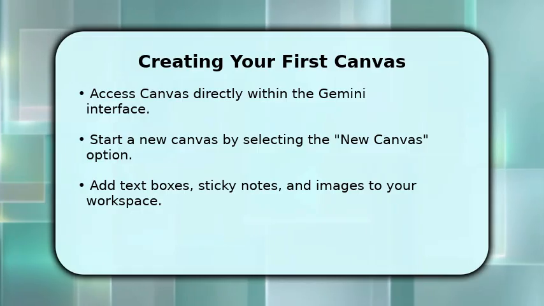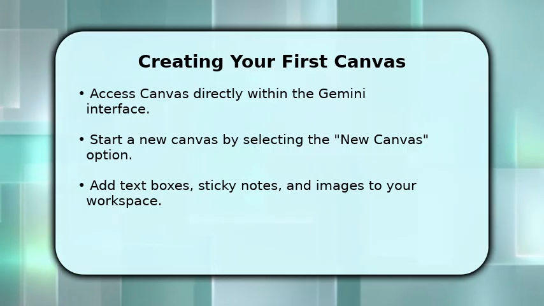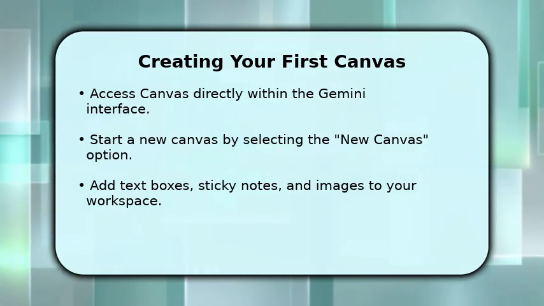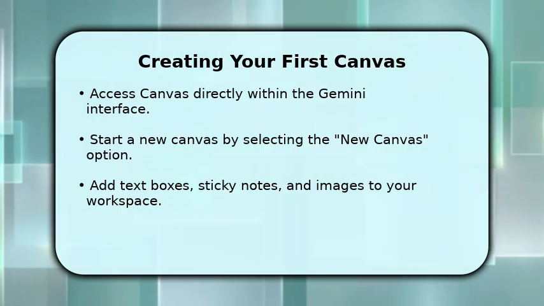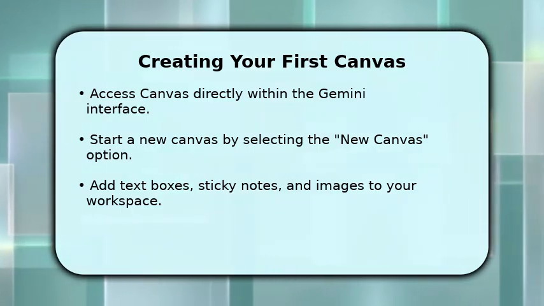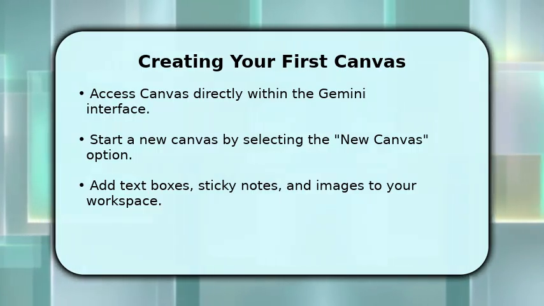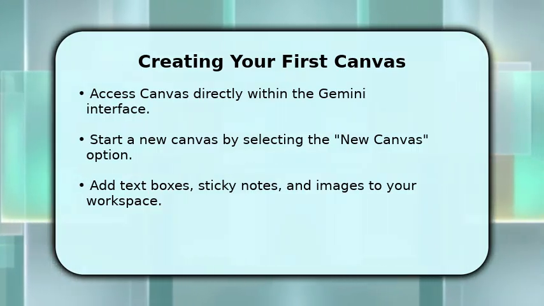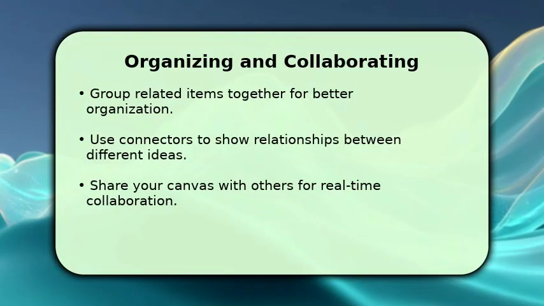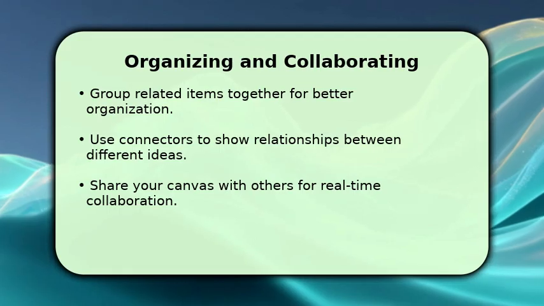Look for the New Canvas option to start a fresh, blank workspace. You can easily add various elements like text boxes for notes, colorful sticky notes for quick ideas, and images to enrich your visual content. Just drag and drop these elements anywhere you desire on the expansive canvas, giving you complete freedom over your layout. Once you have content, organize it effectively by grouping related items together.